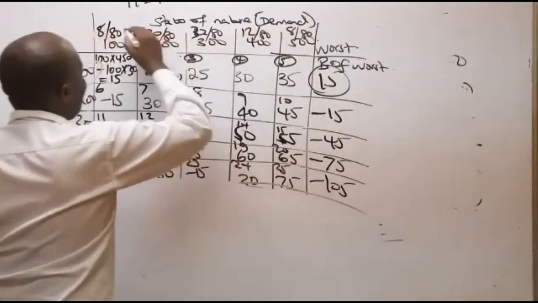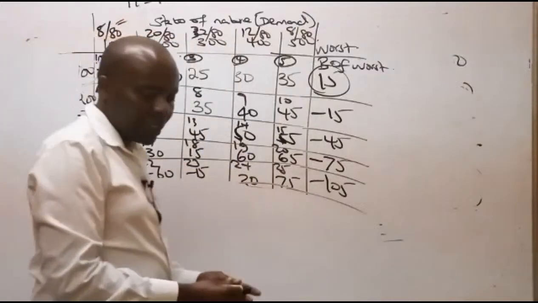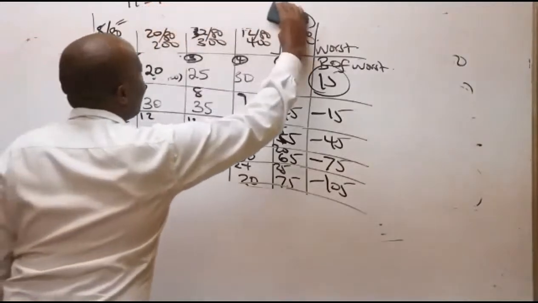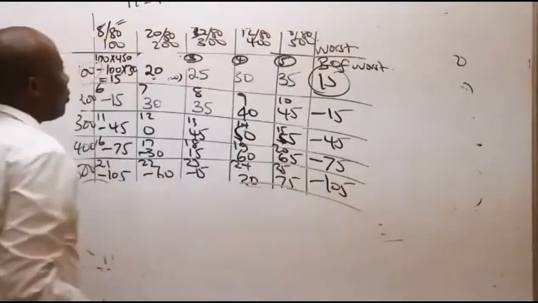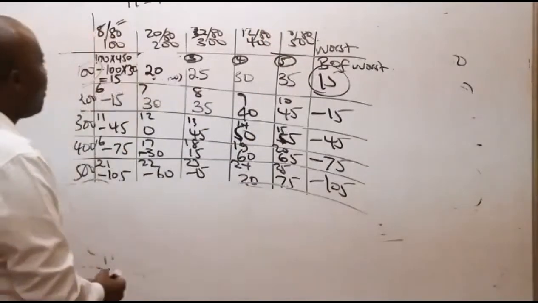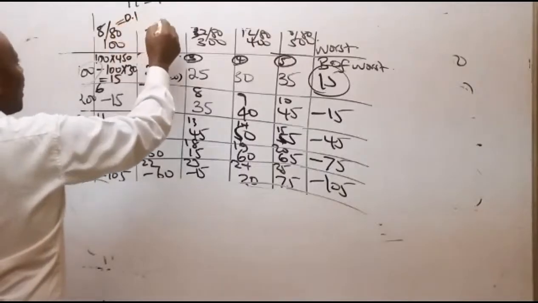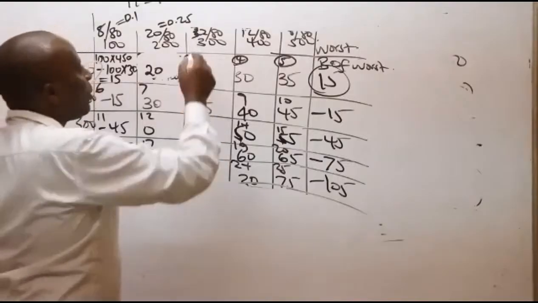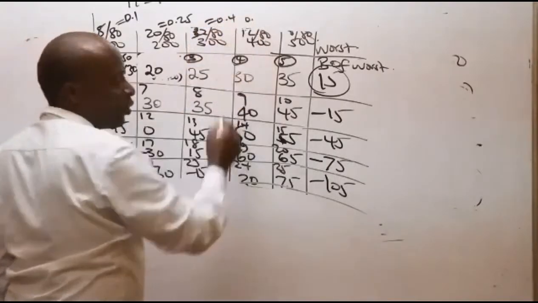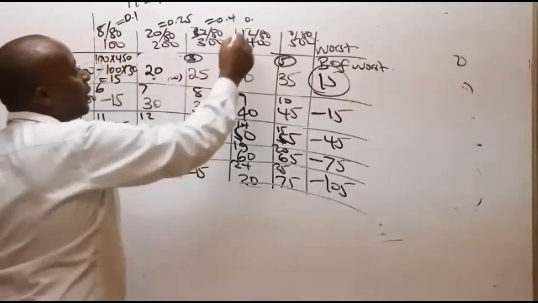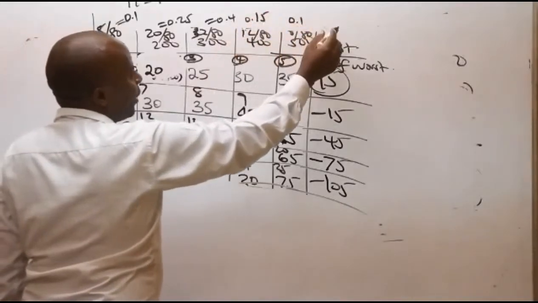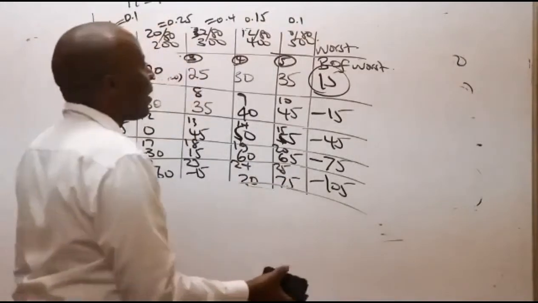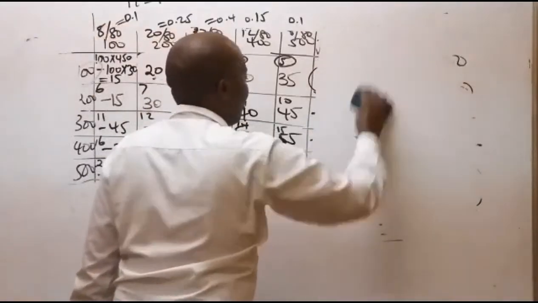Please give us the figures. So 8 over 80 gives us 0.1. This gives us 0.25. Then 0.4. 0.15. Then lastly, 0.1. So now, out of this, I should be able to get the expected monetary value for them.